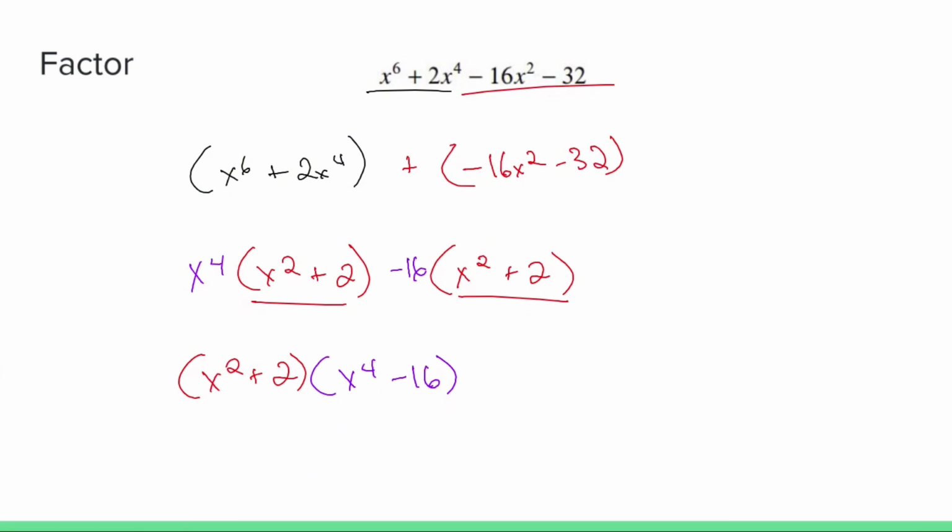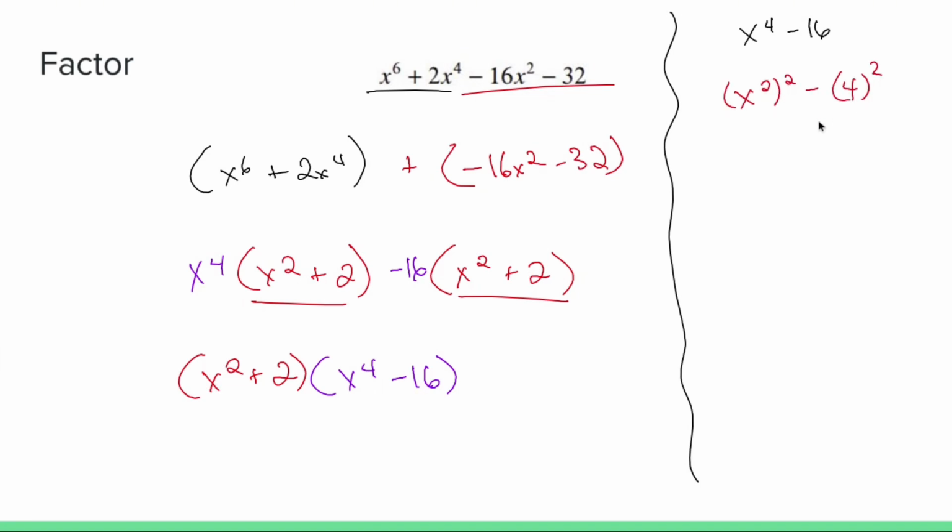Let's just focus on the x to the 4th minus 16 over here. X to the 4th minus 16. That looks like it should be difference of squares because it is. So what I have technically is x squared minus 4 squared. That's difference of squares. So what that becomes is x squared minus 4 times x squared plus 4.